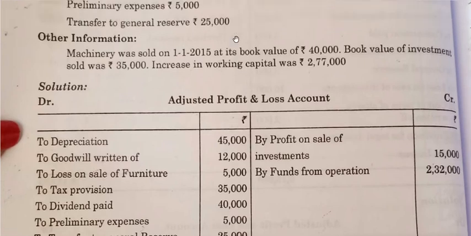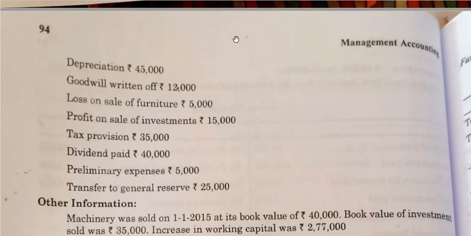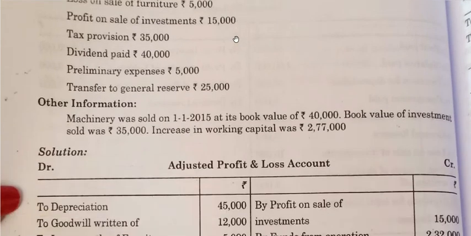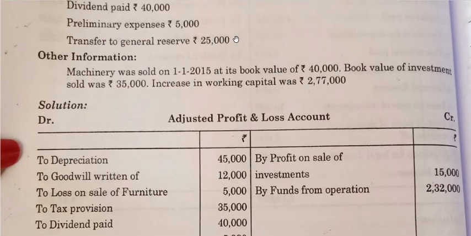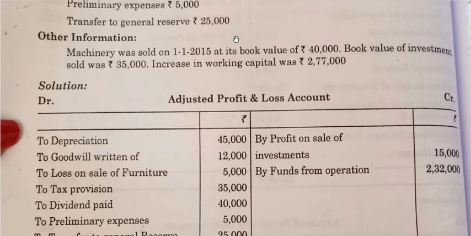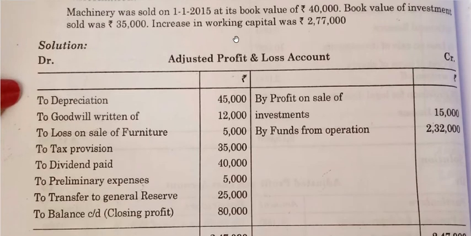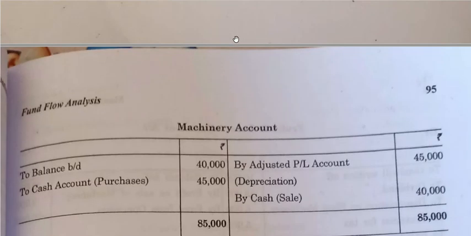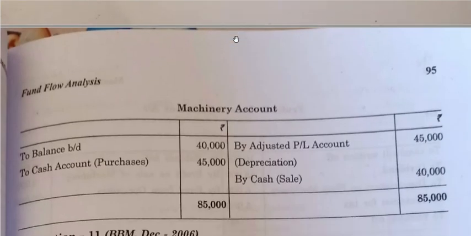So you have your machinery account. You're supposed to prepare a machinery account. Book value of investment sold was 35,000. Increase in working capital is 2,77,000. Since you have given increase in working capital, straight away we start with adjusted profit and loss account. But before that, you're supposed to calculate the machinery account.